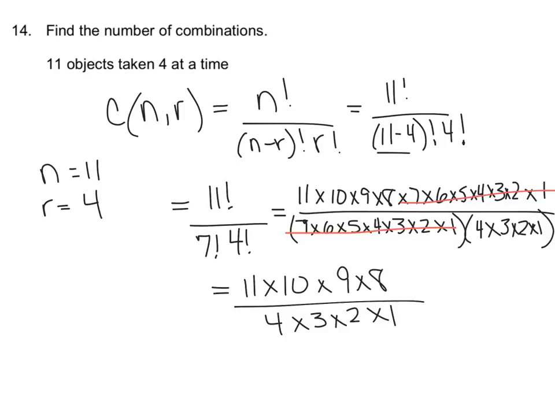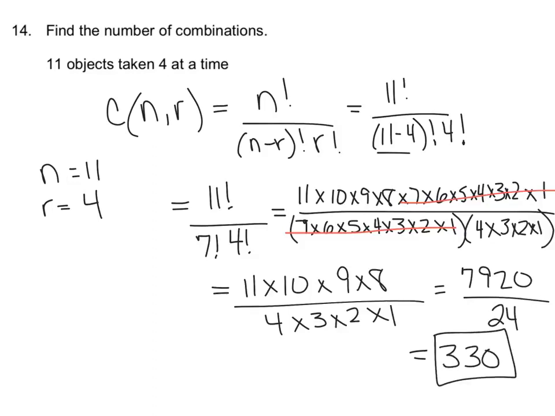If I do 11 times 10 times 9 times 8 on the calculator, I get 7,920. And when you multiply 4 times 3 times 2 times 1, you get 24. Next, you need to divide 7,920 by 24. And when you do that division, you get an answer of 330. So the final answer to this problem is that there are 330 combinations.